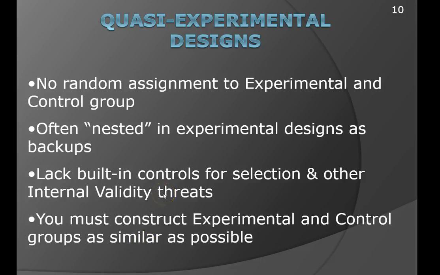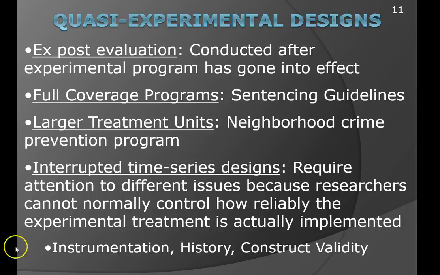You can use the quasi-experimental design, and remember we talked about this in another chapter, where randomization is not possible, so you cannot randomly assign them to the experimental and the control group for any number of reasons. You would also use quasi-experimental designs if you have an ex post evaluation, meaning that it's conducted after the experimental program has gone into effect. So you would have to choose that program that's already there.